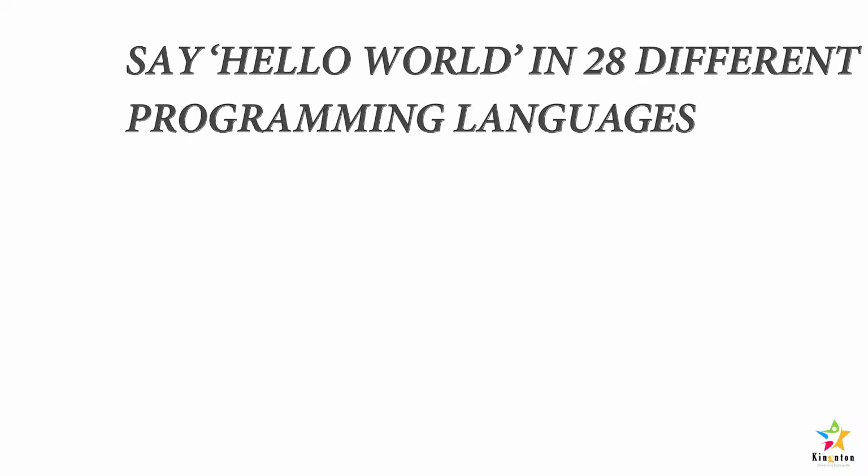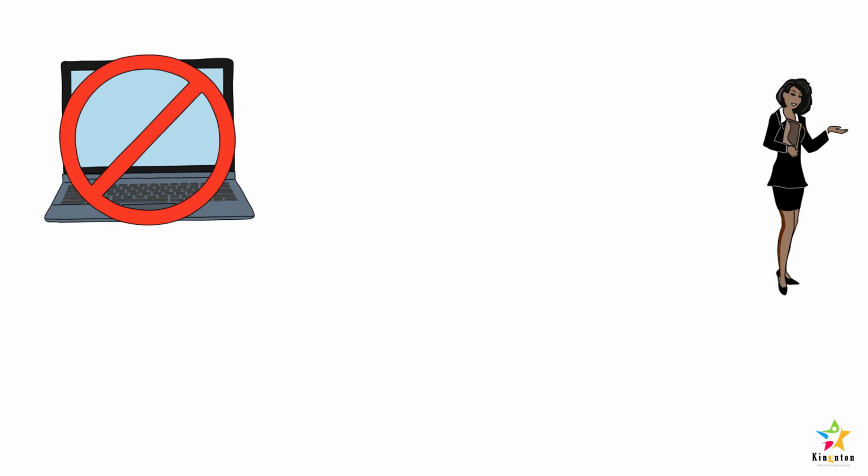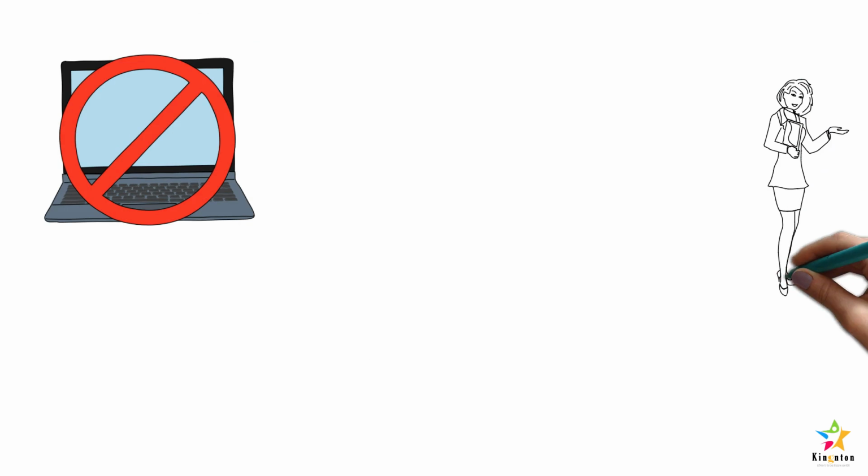Say hello world in 28 different programming languages. Computers are dumb. They only do what they're told. How do you tell a computer what to do? You use a programming language.